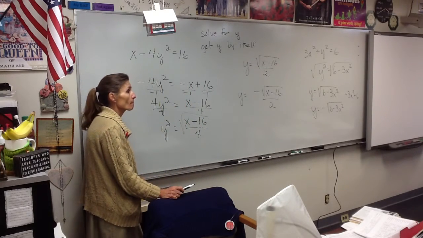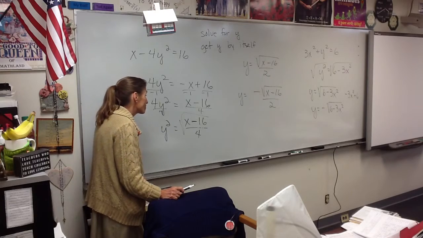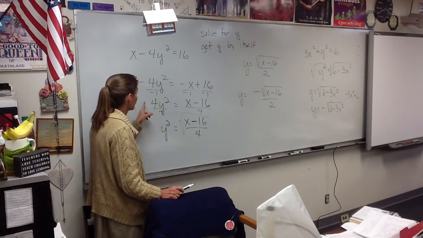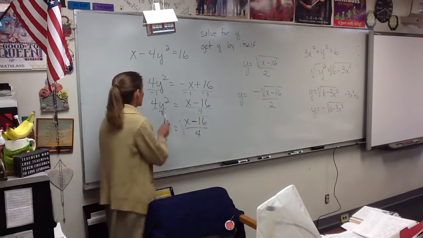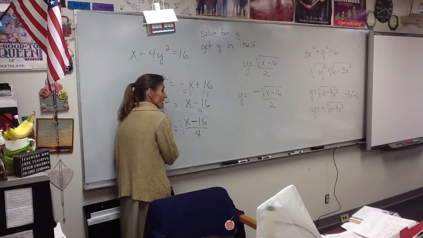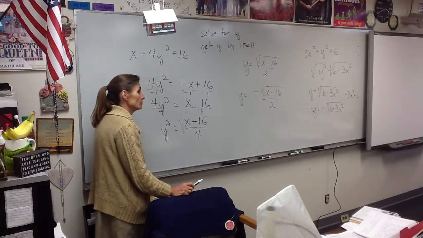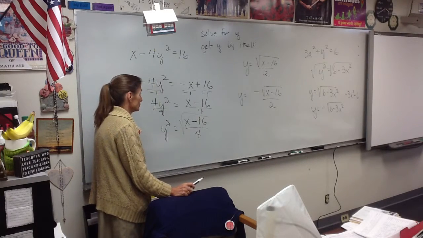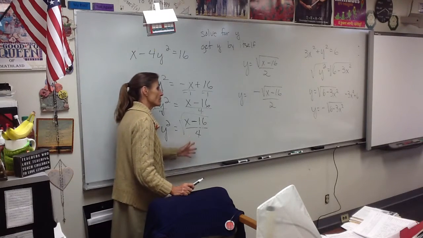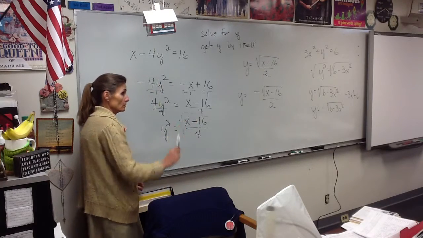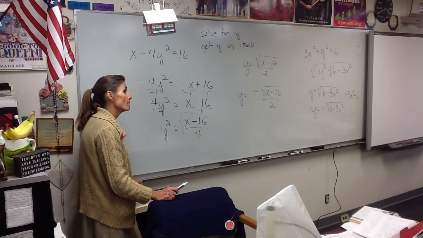So if you didn't divide by 1, would it still be the same answer? Mm-hmm. Well, because you're going to be dividing by negative 4 then. Yeah. Yours might be turned around, I don't know. Is that the same as 1/4 x minus 4 radical?